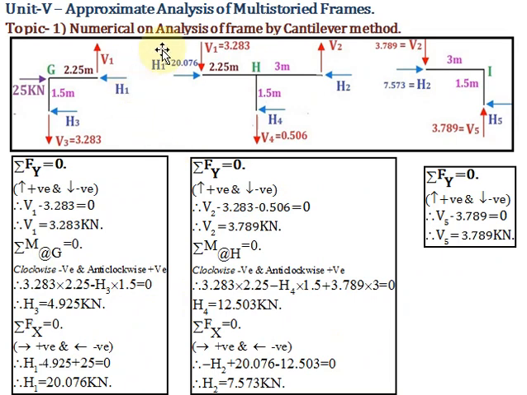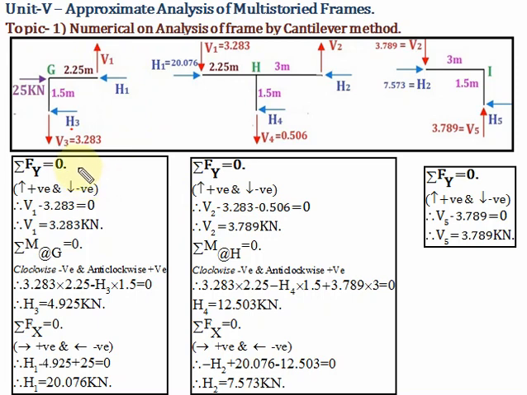Now we will consider the free body diagram of the joint G, H and I. What terms are known to us here? We know the value of V3. What are the unknowns? H3, the horizontal reaction at node 3, then the horizontal reaction at node 1 and the vertical reaction at node 1 are not known to us. So how many unknowns are there? 3 unknowns are there. For 3 unknowns, 3 equations are required.